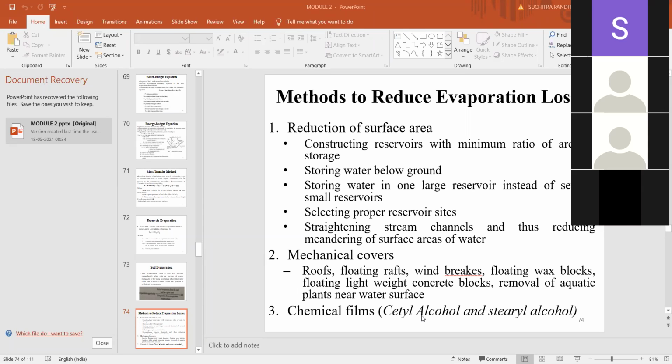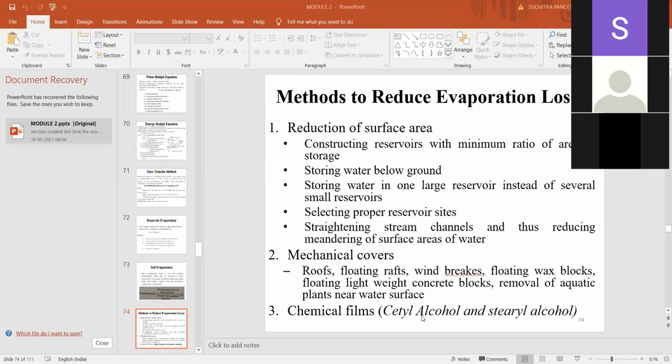So when you spread a thin layer of cetyl alcohol on the water surface of the reservoir, it is pervious to oxygen and the rain or precipitation, but it will not allow the water molecules to escape. So to some extent, you can reduce the evaporation losses. The only disadvantage of this method is, if there is a blowing wind, this chemical will be washed away by the blowing wind.